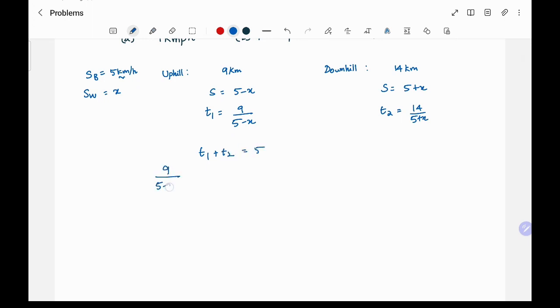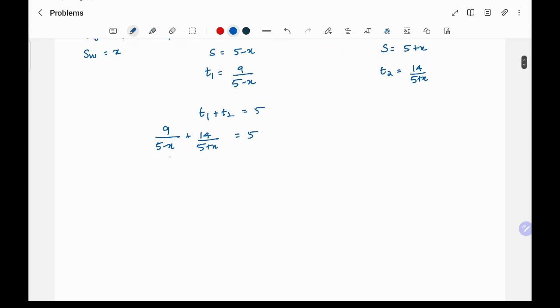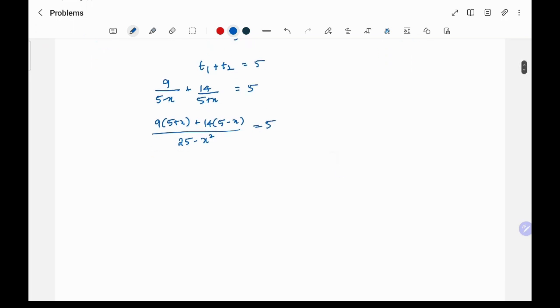So 9 by 5 minus X plus 14 by 5 plus X is equal to 5. You can just cross multiply. So 9 into 5 plus X plus 14 into 5 minus X. This will be a minus b into a plus b is a square minus b square. 25 minus x square equal to 5. Again you can take this side. So 45 plus 9x plus 70 minus 14x is equal to 125 minus 5x square.